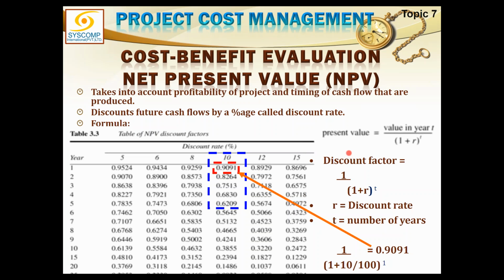Okay, so the formula here is that present value can be calculated by dividing the future expected value in n years or t years by 1 plus r raised to the power t. Now, can we write it like this, that value in year t multiplied by 1 divided by 1 plus r raised to the power t? Will it be okay with you? Yes, sir, it's okay. It is exactly the same thing.